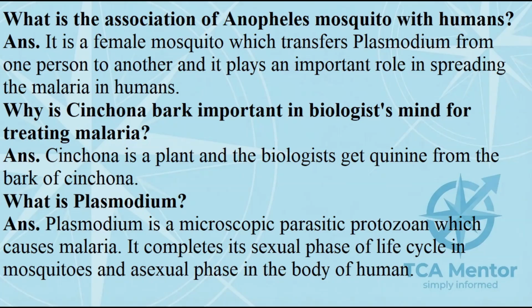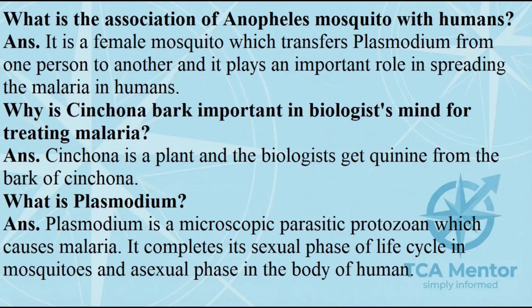What is the association of Anopheles mosquito with humans? ANS. It is a female mosquito which transfers plasmodium from one person to another, and it plays an important role in spreading the malaria in humans. Why is cinchona bark important in biologists' mind for treating malaria? ANS. Cinchona is a plant and the biologists get quinine from the bark of cinchona.